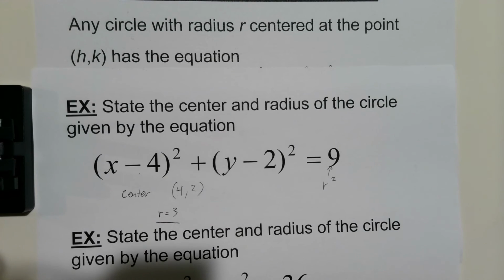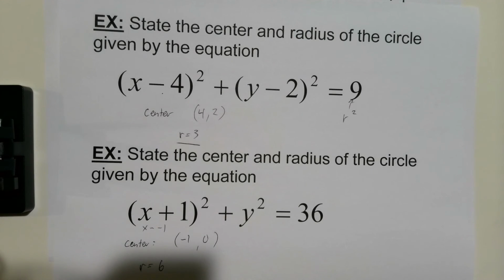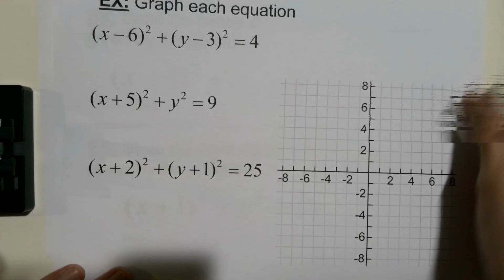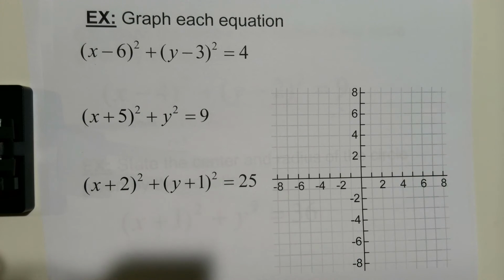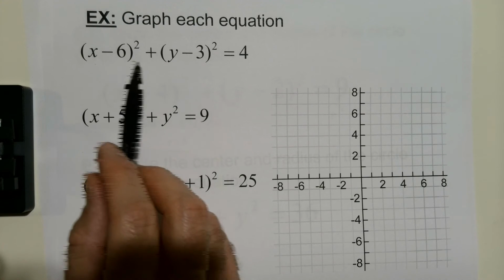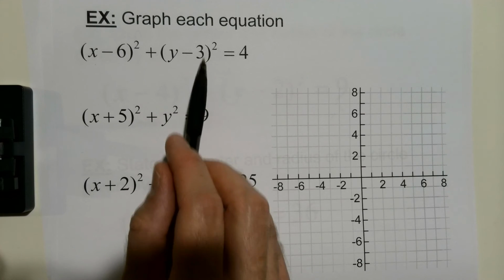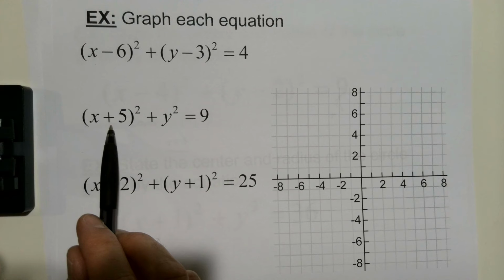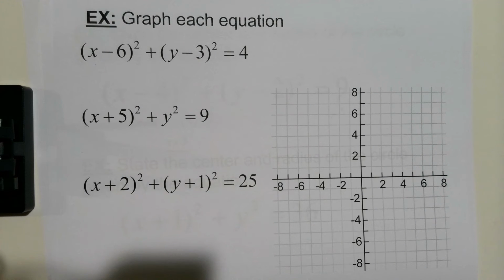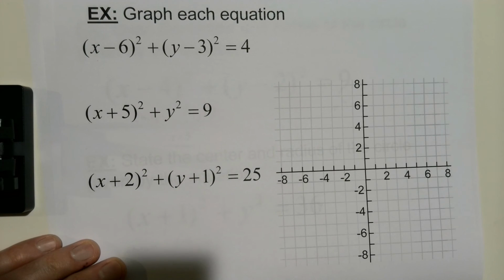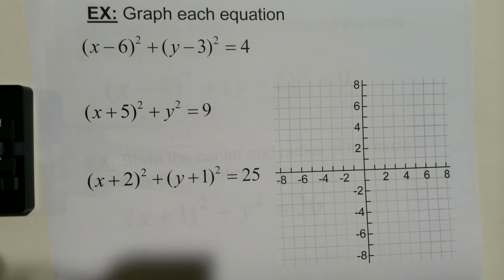Okay, so let's graph a couple. So they want me to graph these three equations. I can tell these are equations of circles because they follow the pattern. X minus a number squared plus y minus a number squared equals something. Same here, same here. If there weren't any squares, then this wouldn't be a quadratic. It wouldn't be an equation of a circle. It'd be linear. All right, so first thing you want to do is identify the center and the radius.